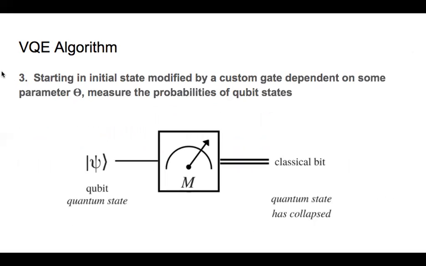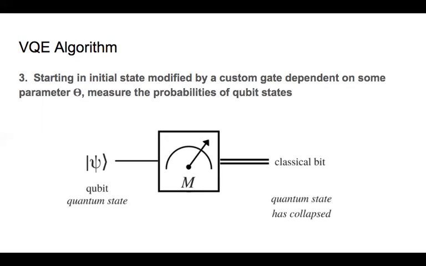Once you have that equation ready, you can start the quantum system in an initial state, and then you modify that state by a custom gate, which modifies the state of the quantum system and is dependent on some parameter theta. You then measure the probabilities of those qubit states, and you record what the probabilities ended up being. In order to do that, you have to repetitively go through this process. We did it about 8,000 times per run.